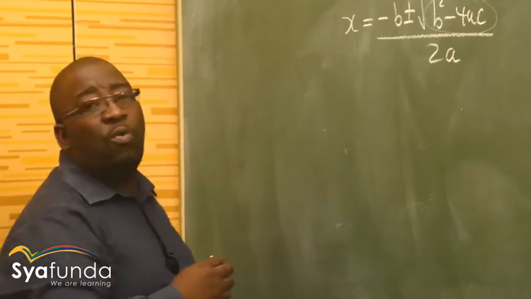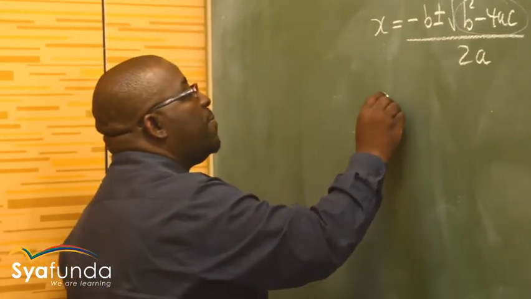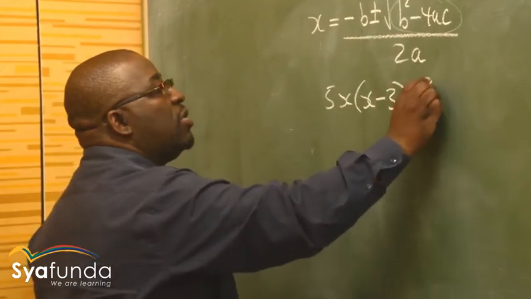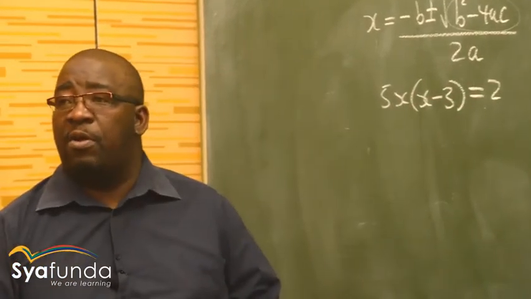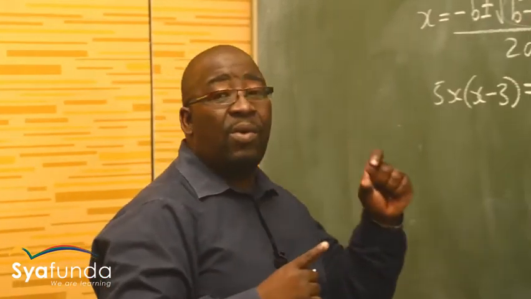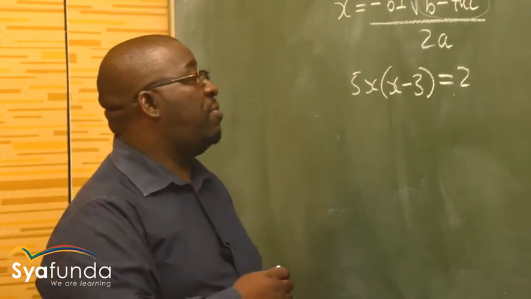Right. Let's look at how we set these problems in the examination. For example, if we've got 5x into x minus 3 is equal to 2. If I'm given this particular problem, I'm required to solve it correct to 2 decimal places. That becomes the key. If you see the words correct to 2 decimal places, it simply tells me that I'm going to use the quadratic formula.